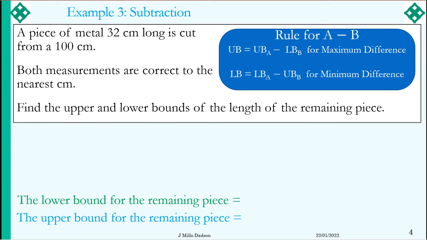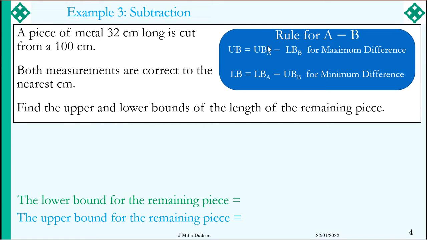Subtraction works the opposite way, so you have to be careful with subtraction. Here, a piece of metal 32 cm long is cut from 100 cm. So simply 100 minus 32. That is exactly what the question is about, but we're going to work it in bounds. Both measurements are correct to the nearest cm. Find the upper bound and lower bound. So 100 minus 32 is the original question. What will be the lower bound? What will be the upper bound?